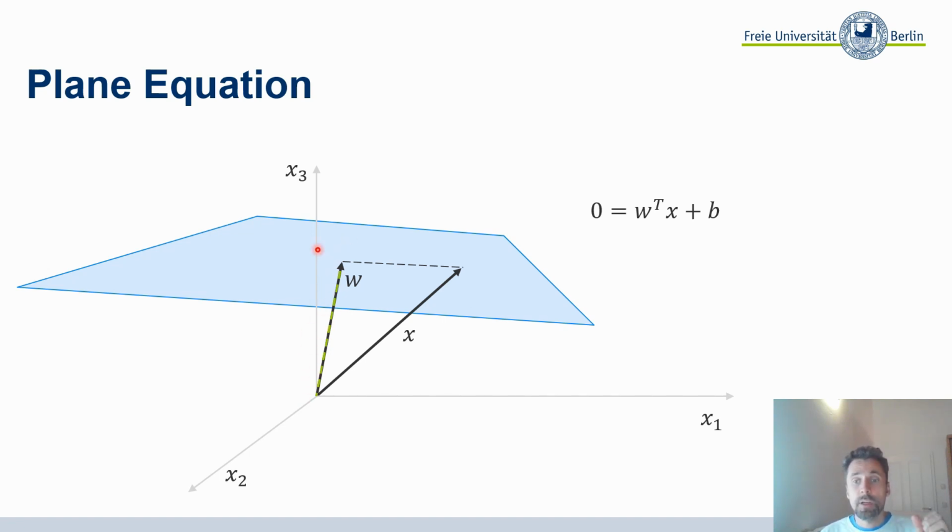And now you can see you have a vector W that points in a certain direction, and then all the other vectors that when projected give you the same number. They have to stay on this plane. So B again is a bias term, an offset that lifts up or down the plane in the direction of W.